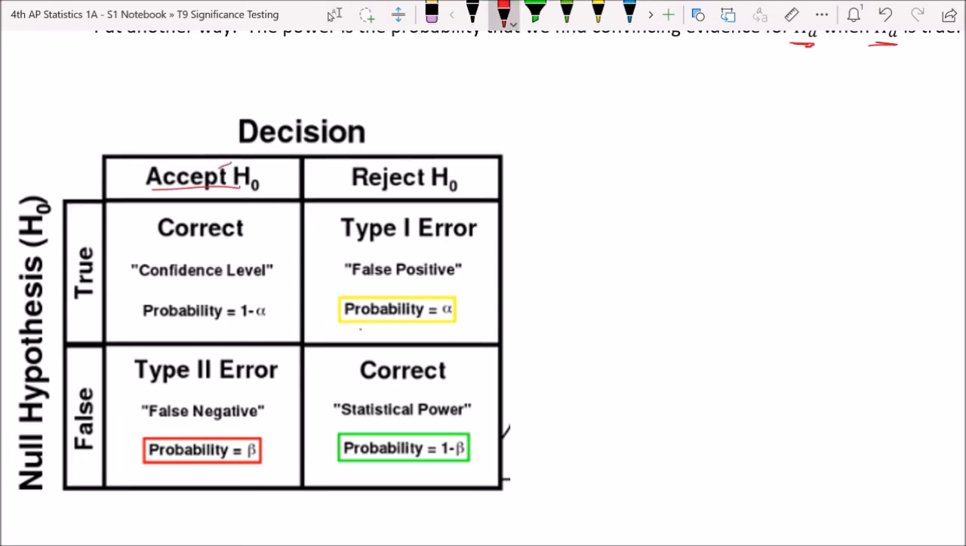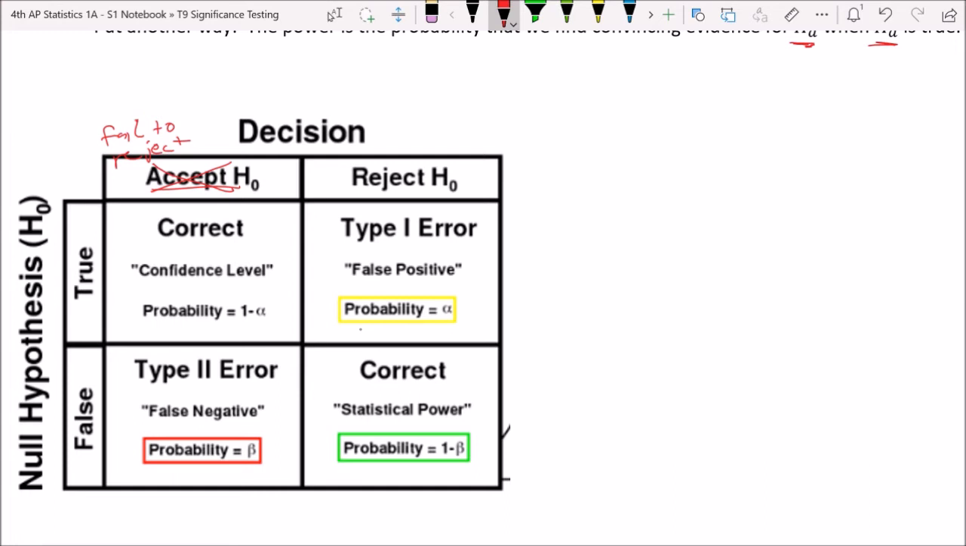That shouldn't say accept, it should say fail to reject. I don't know who made that, but that's okay. The rest of what they did here is really good. So reject. And so let's look at what they have here. This is all the different things, all the possible results that can occur when you run a significance test.